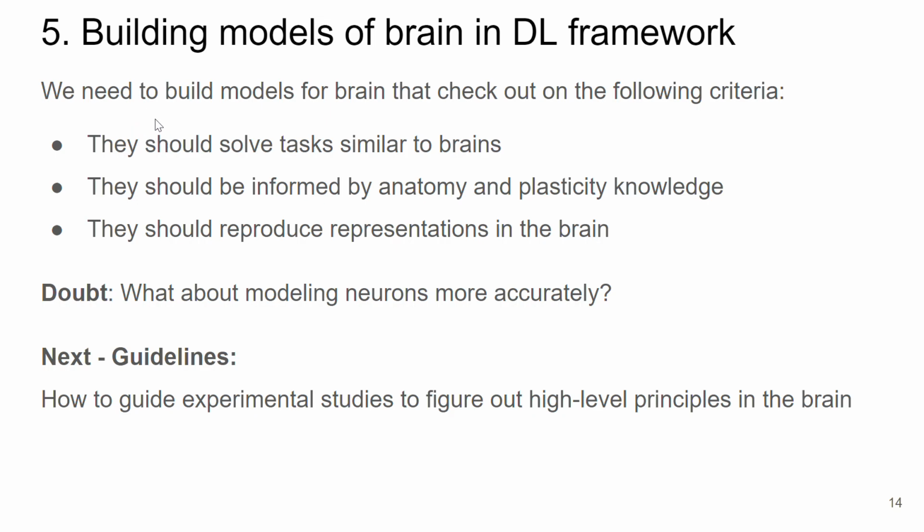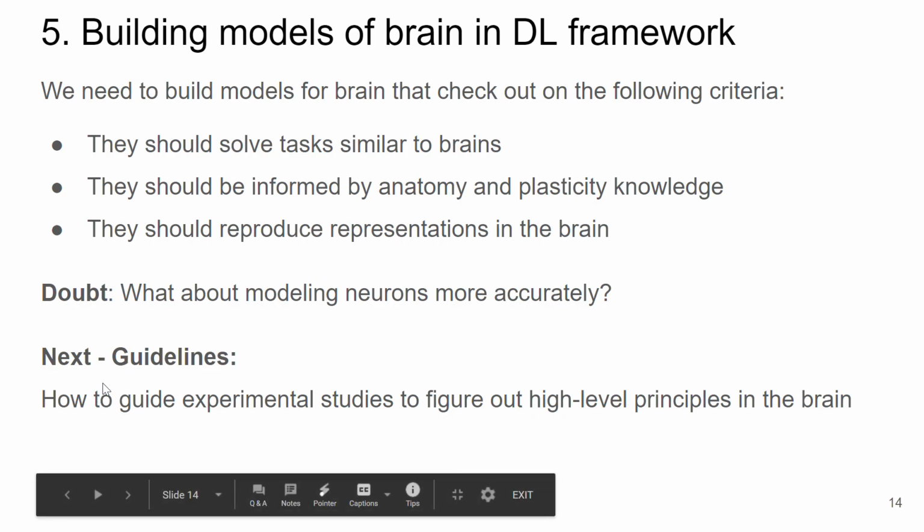The authors argue that when we build models for the brain, we need to check the following criteria. Number one, they need to solve similar tasks as the brains do. Number two, these architectures must be informed by anatomy and the learning rules must be informed by plasticity knowledge, and they should be able to reproduce representations in the brain. So next, let's move on to specific guidelines on how to run experimental studies to figure out these high-level principles in the brain.